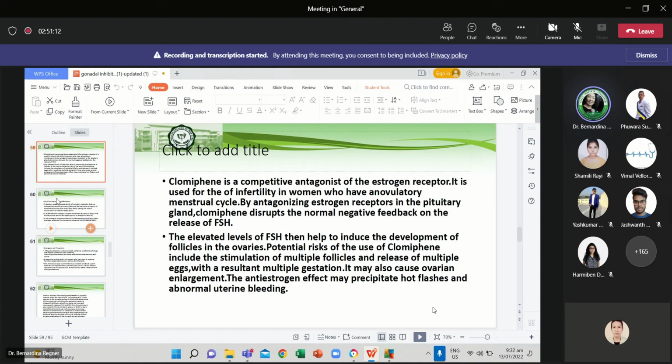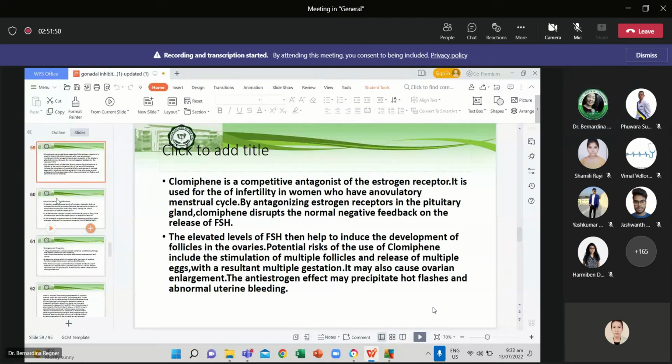Okay, so what therefore are the potential risks with the use of clomiphene? Remember, you cannot just give this left and right. You have to screen your patient and then monitor your patient. Number one, potential risk: stimulation of multiple follicles and release of multiple eggs with a resultant multiple gestation. So twins, triplets, quadruplets, quintuplets, sextuplets, you name it. So that's how it will affect your woman, okay?